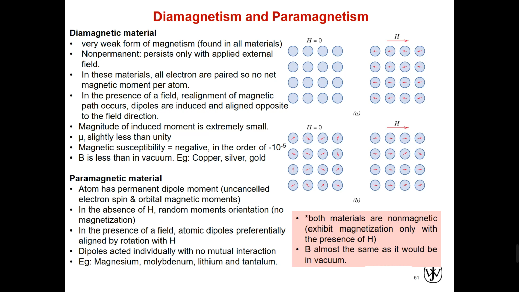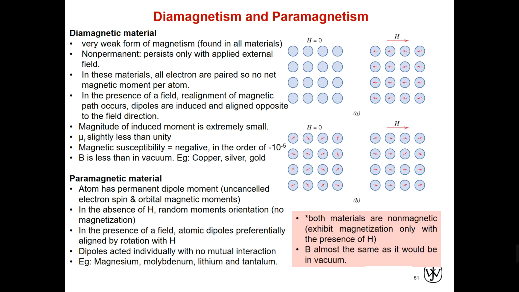In the presence of a field, alignment occurs. Dipoles are induced and aligned opposite to the field direction. The magnitude of the induced moment is extremely small. Mu r is slightly less than unity, and in this case the magnetic susceptibility is negative, on the order of minus 10 to the power of negative 5. B, the magnetic flux density, is less than in vacuum. Examples of diamagnetic materials are copper, silver, and gold.